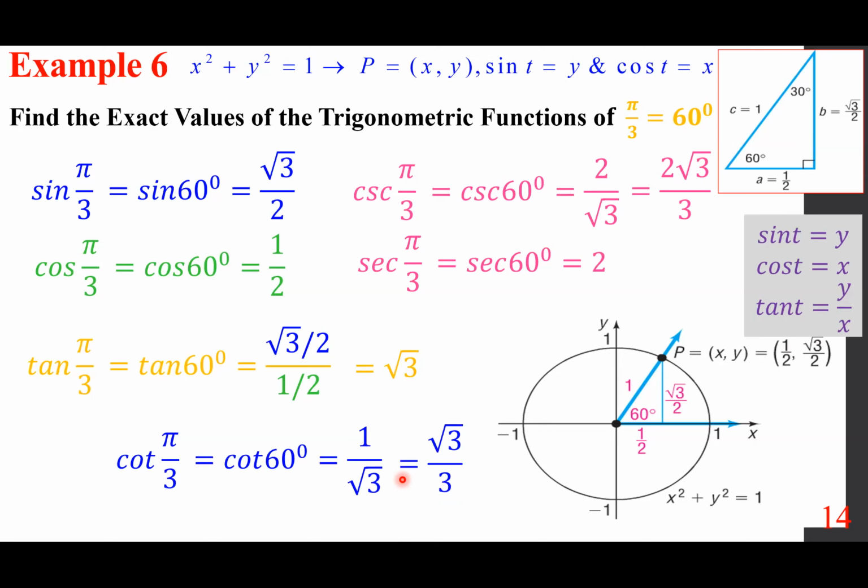60 degrees or pi over 3. It's a common arc. We are supposed to know the trigonometric functions and the values for all of those. We have to know them.